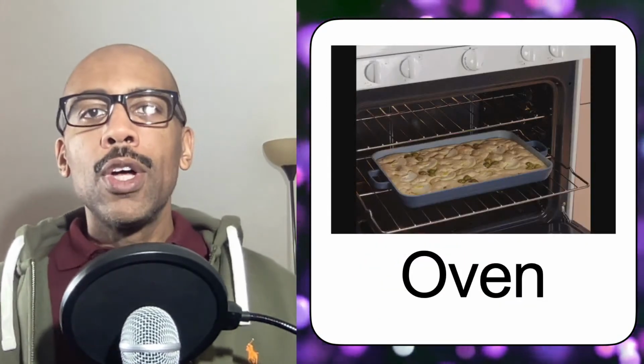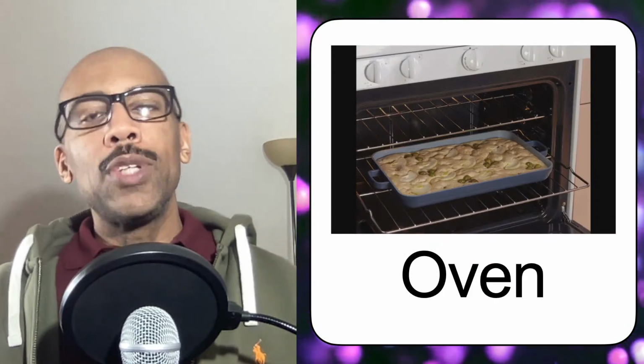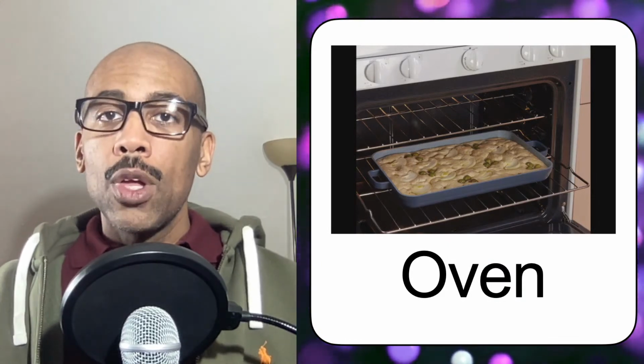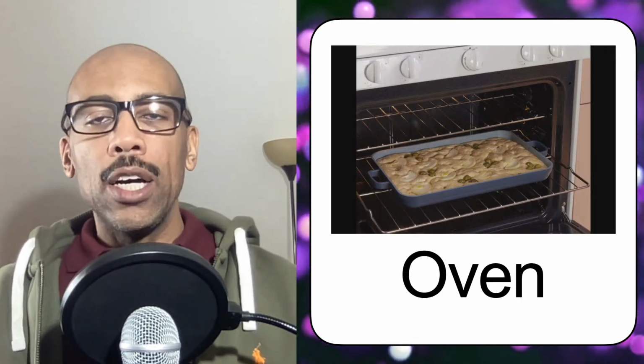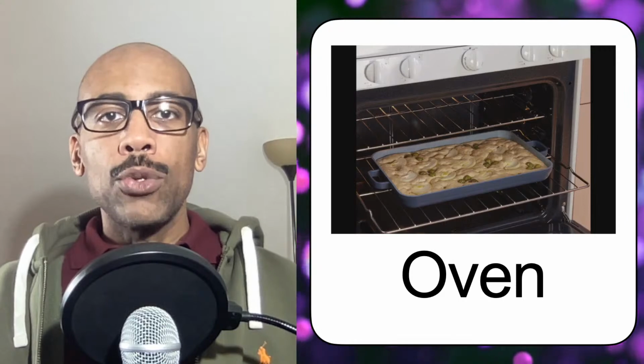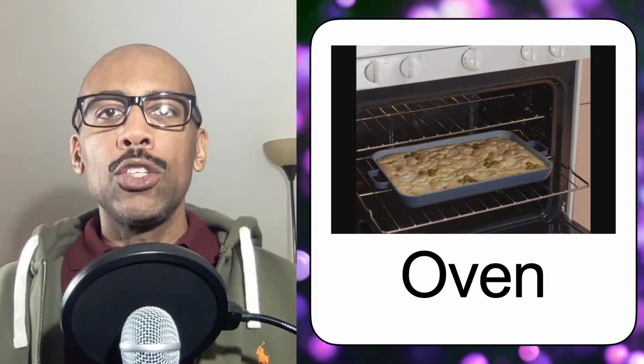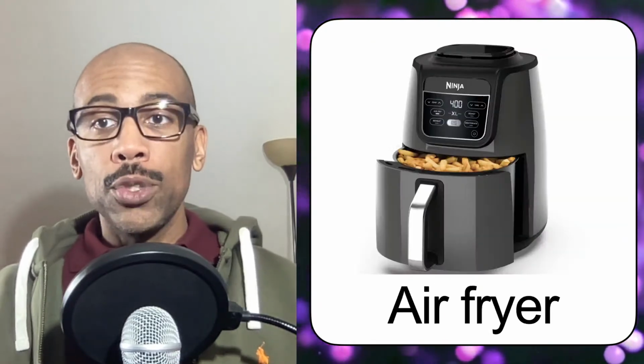So first of all, we must understand that food, especially here in the United States, can be prepared in a number of ways. One particular machine that is used to prepare food is an oven. Okay, and so you would heat an oven up to a certain temperature, and then you would place the food in the oven and then cook the food.